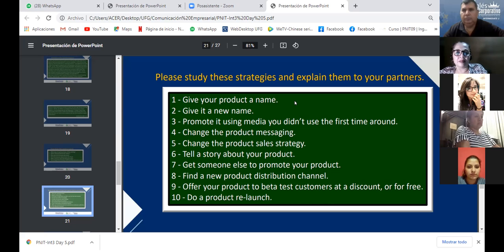Give it a new name. Depend the objective, because in occasion the company change the name. For example, alcanzar, what is the alcanzar new market or new client, new market, new segment. Maybe give new name.